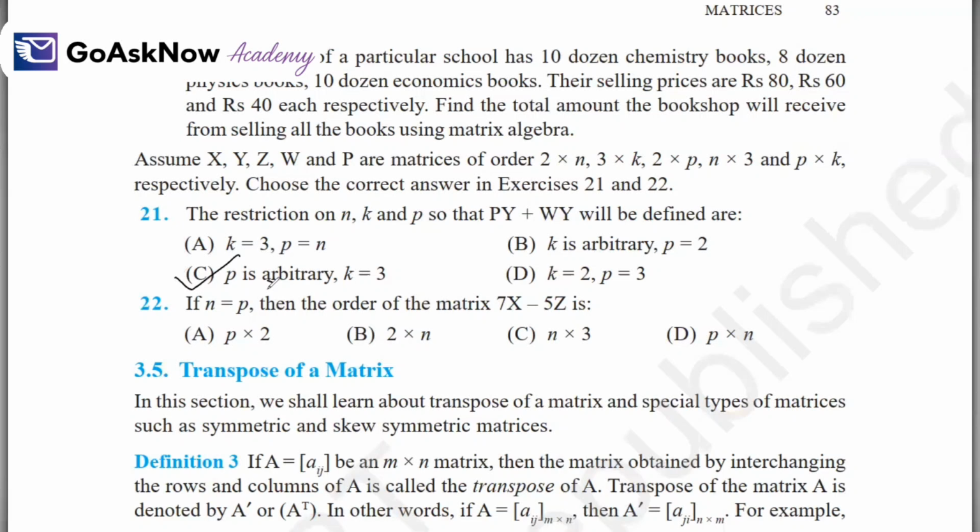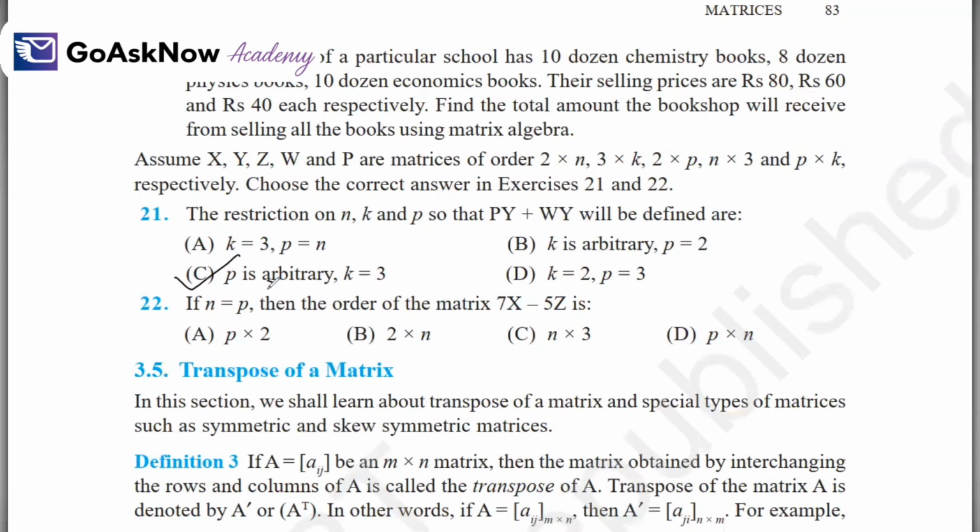If n is equal to p, then the order of matrix 7X minus 5Z is. So if n is equal to p only, what is n here? n is the number of columns of X. So 7X will give the order 2 cross n, and 5Z will give the order 2 cross p. So your n is equal to p only.